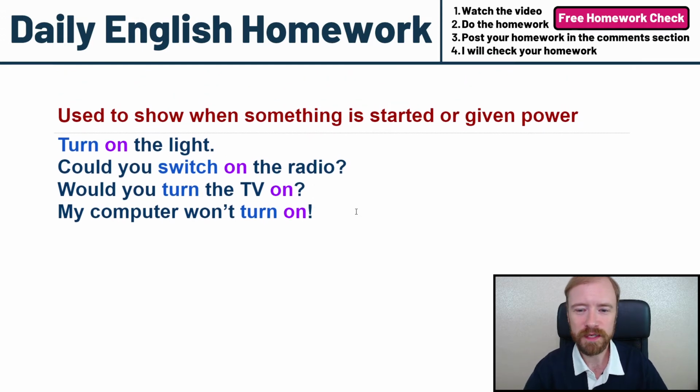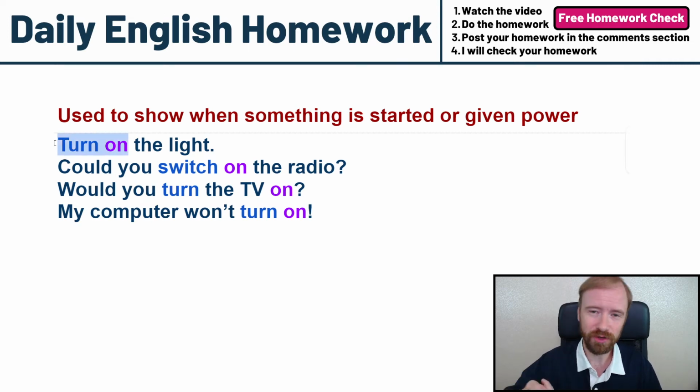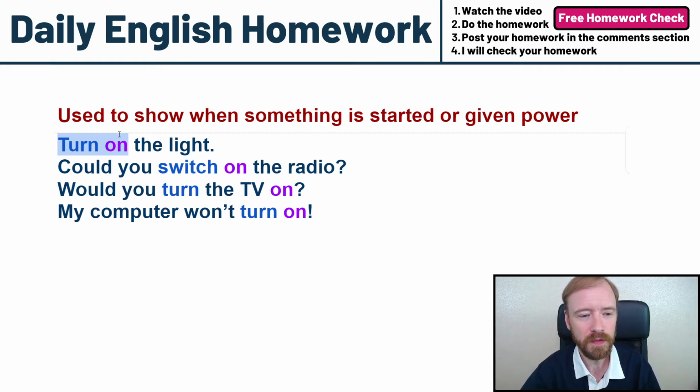Used to show when something is started or given power. So very common. Turn on the light. Turn on, turn off the light. You're giving power to the lights. Turn on the light. Turn on your phone. Turn on the computer.